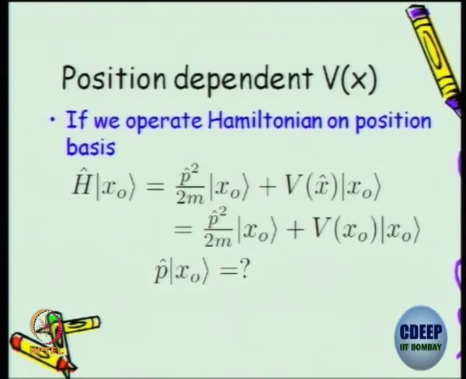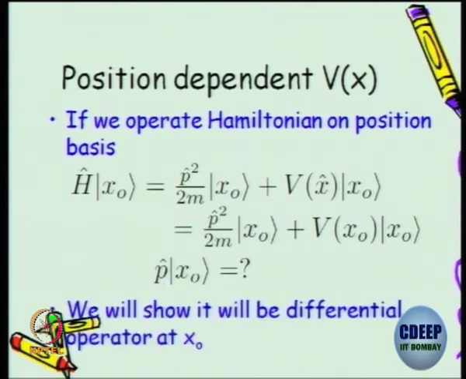There are various ways in which you can proceed. You can insert an identity operator in the momentum space, take the inner product of the momentum with position. All these things we can start doing and figure out how the P operator will be done. So that is what we are going to do now.